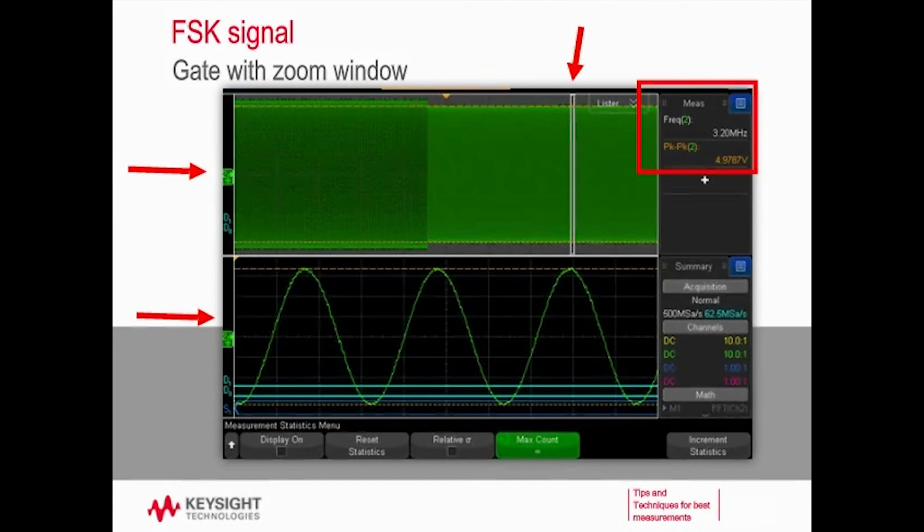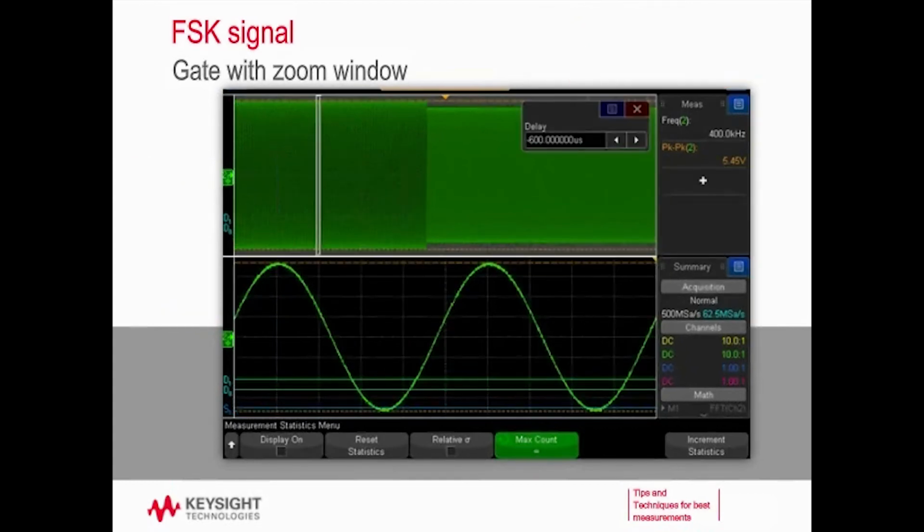Now we want to measure it. So we look at our measurements here, and we can see, yes, it's 3.2 megahertz, which is what I expect, and my peak-to-peak voltage is about 4.9, right around 5 volts. So I'm only looking at this 3.2 megahertz signal here, and I'm able to gate that measurement by the zoom window. So I'm only making the measurement in the zoom window.